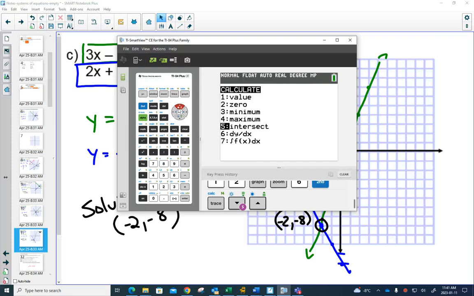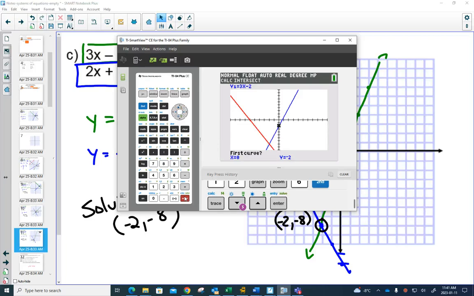Okay? So now if I push enter on intersect, the question says, what's your first curve? Because sometimes you might have 5 lines drawn and you just want to find the intersect between 2. But it will automatically go on your first one, so you push enter. It'll automatically jump to your second one, so you push enter. And it'll automatically ask you to guess, which you can just push enter again. And it finds it: -2, -8.